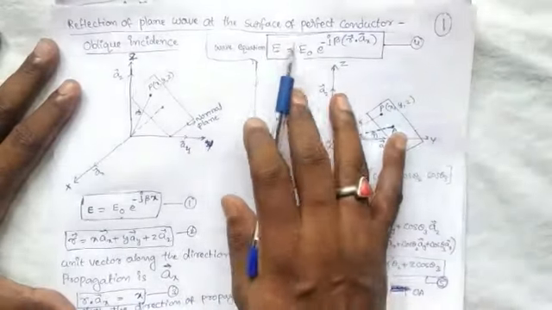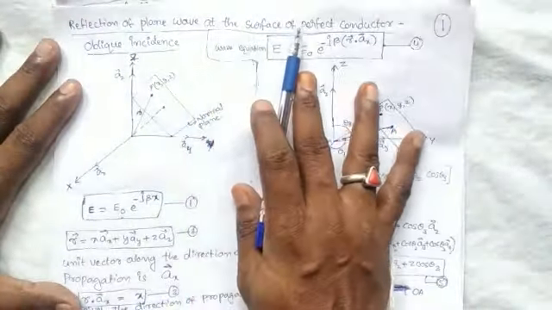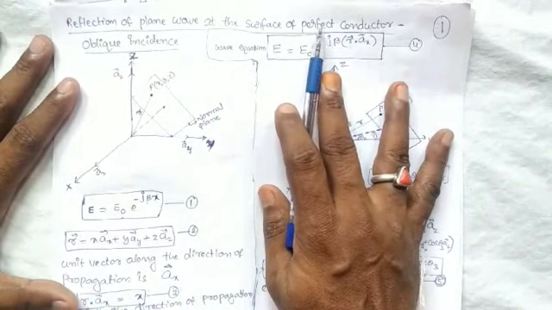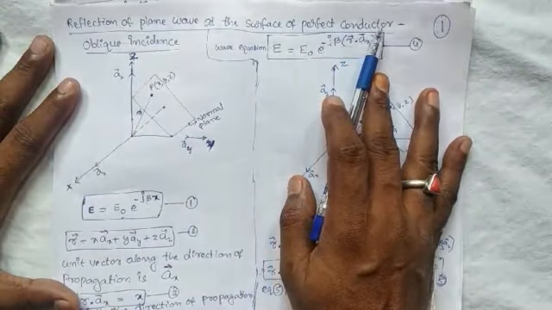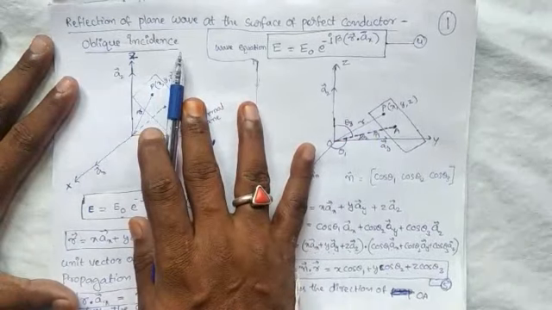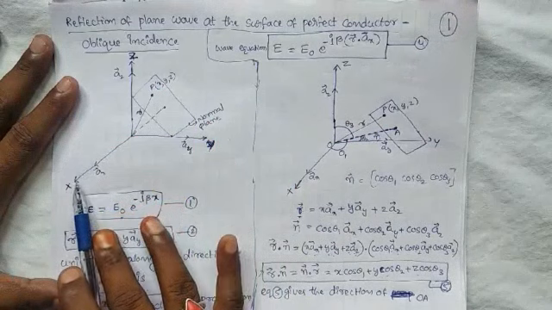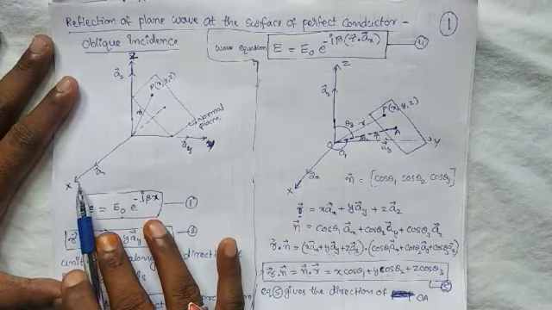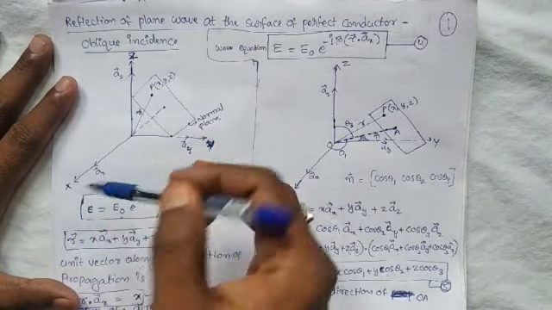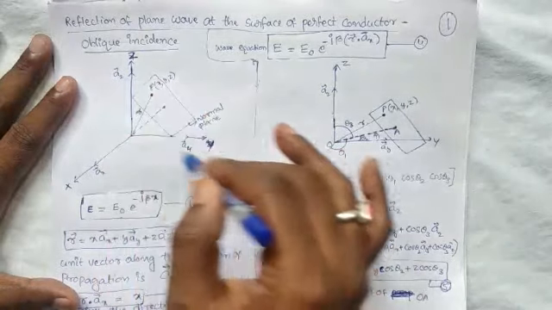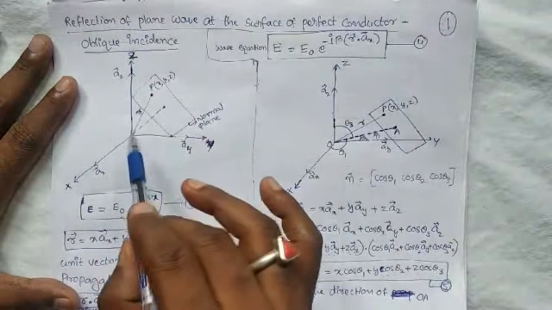Here in this lecture, we are going to discuss reflection of a plane wave at the surface of a perfect conductor with an oblique incidence. Let us consider the wave is propagating along the x direction. This propagation of the wave is normal to the yz plane.